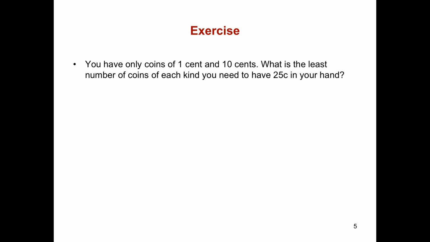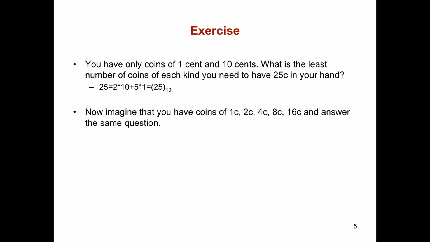Now, just like we're working with 10, we could work with 2. Imagine that you have coins of 1, 2, 4, 8, and 16 cents, and answer the same question. What is the least number of these coins that you need to represent 25? How many of 16? 1. What's left once I take 16 out? 25 minus 16 is 9. Then what's the largest one I can fit into 9? 8. And then 1. Okay, so those are the 3 coins.